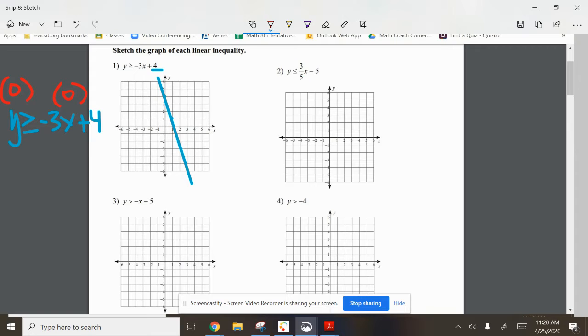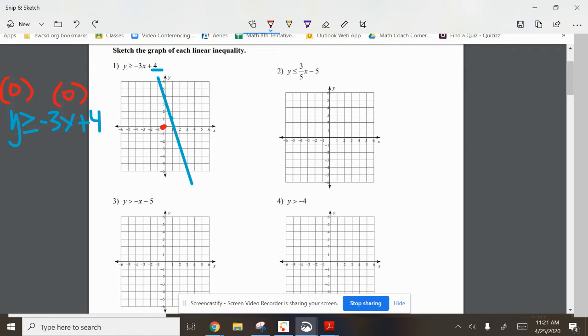0, 0. I am plugging in this coordinate right here, 0, 0, all right? And if that coordinate fits into my equation and it's a true statement, if it checks out, then I'm going to shade all over the area that would be on top of the origin. If it's a false statement, I will not. I will shade the opposite. So let's check this out.